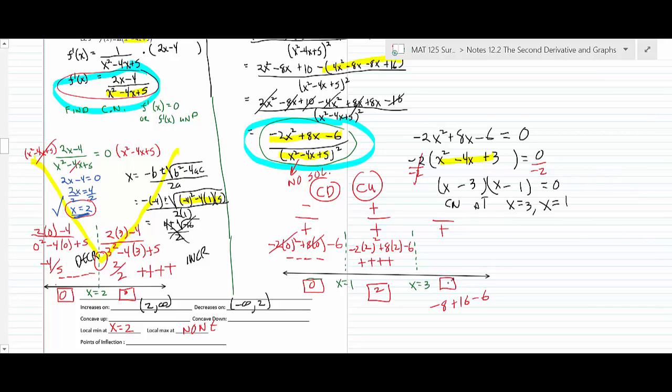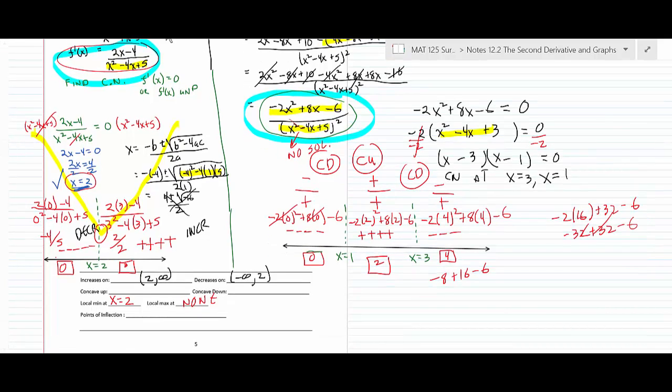Let's use 4. We already know the denominator is positive, so plug in just the numerator of this second derivative. So that's -2 times 4 squared plus 8 times 4 minus 6. So that looks like -2 times 16 plus 32 minus 6. That's negative because that's -32 plus 32 minus 6. So that means you're negative, which means you are concave down again. Okay? You guys see what I'm doing? A lot of arithmetic. You can use your calculator to help you, but most of the time you can do that in your head pretty well.